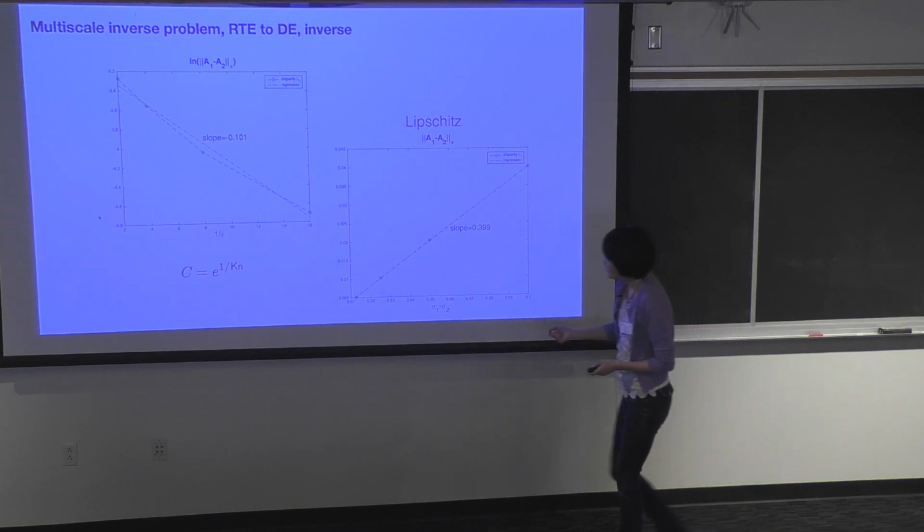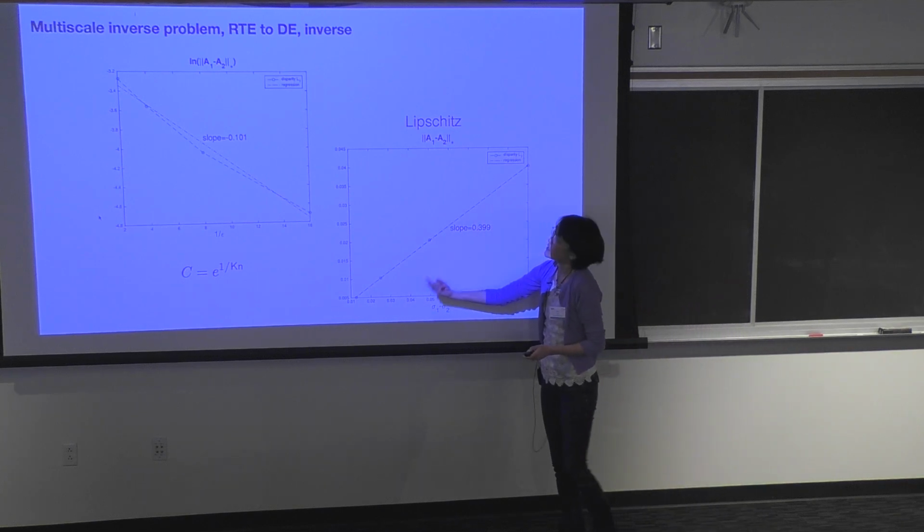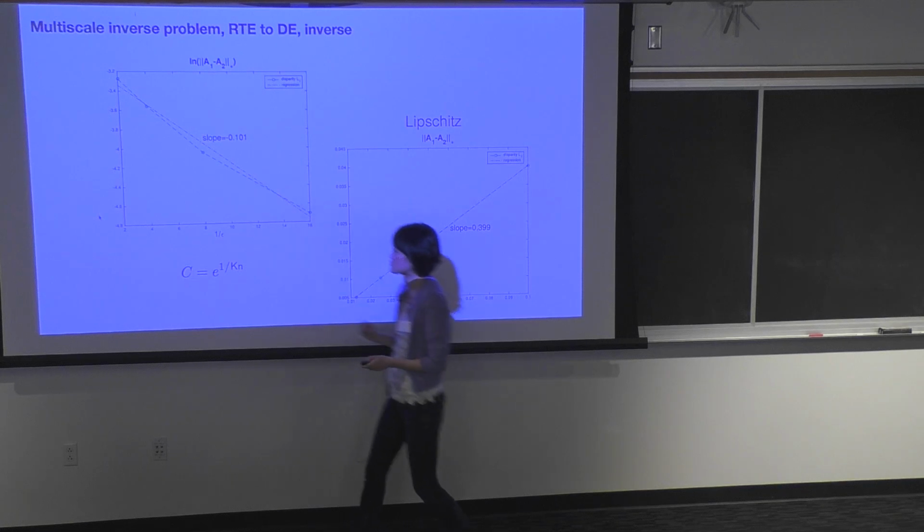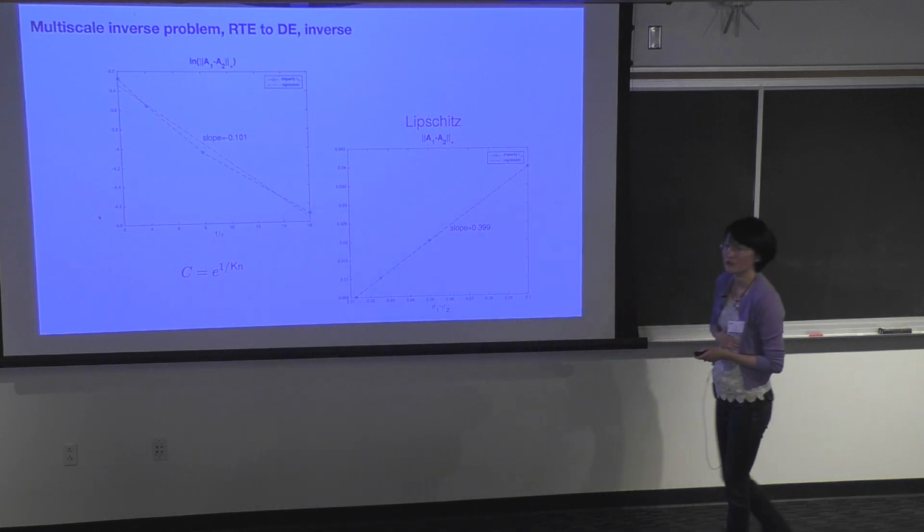So this is some numerical evidence. This is a linear reflection, and the constant is exponentially blowing up as the Newton number goes to 0.